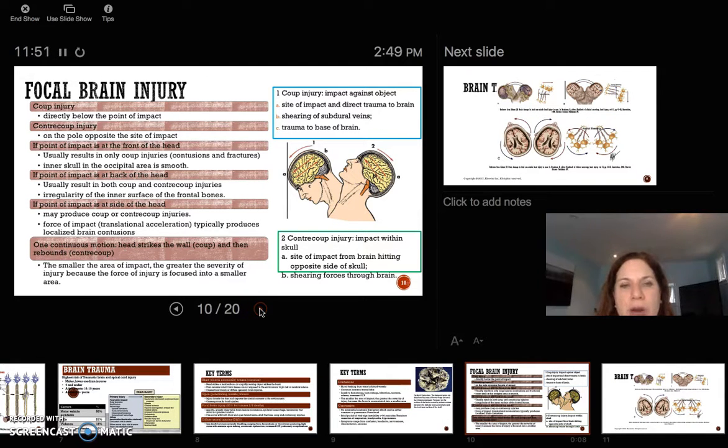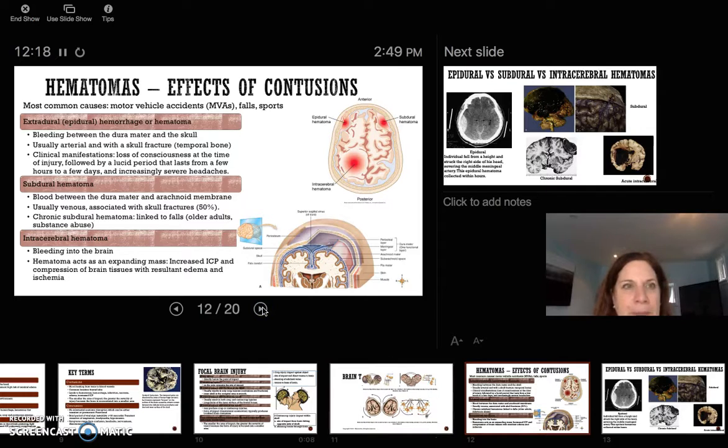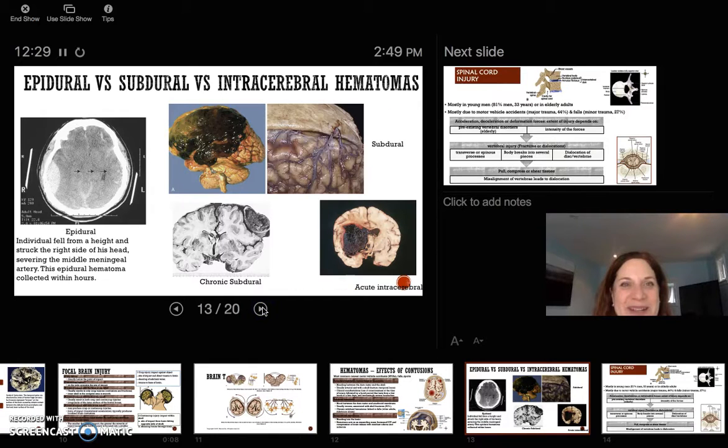These injuries here are called coup and contrecoup. So the site of impact, when I hit my head on the windshield, that is a coup, where I have damage, direct trauma to the brain, may have a fracture, subdural hemorrhage. We may have DAI. And then when my head flips back, I also may have damage to the opposite side of my head. That is called the contrecoup injury, and that is from shearing forces through the brain. Areas of bleeds are either epidural, so above the dura mater, subdural is below it, or intracerebral, and some pictures of that.